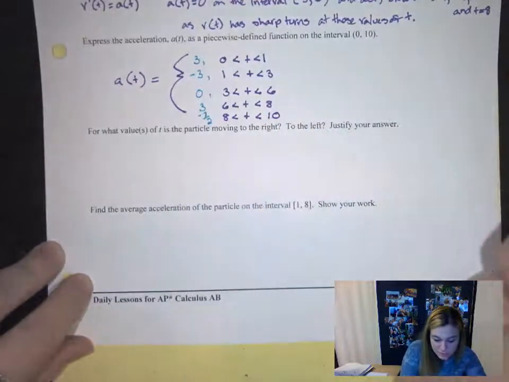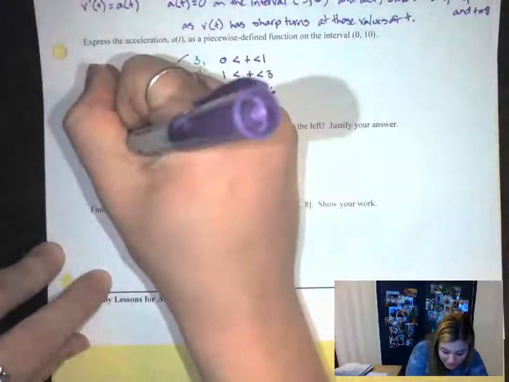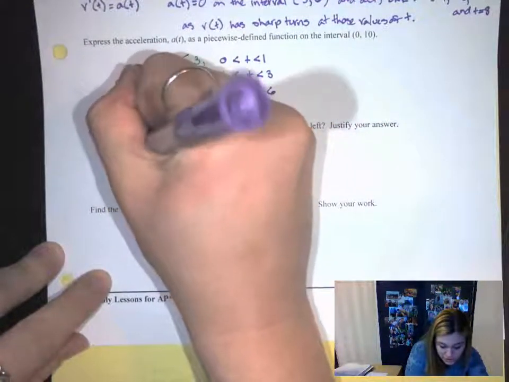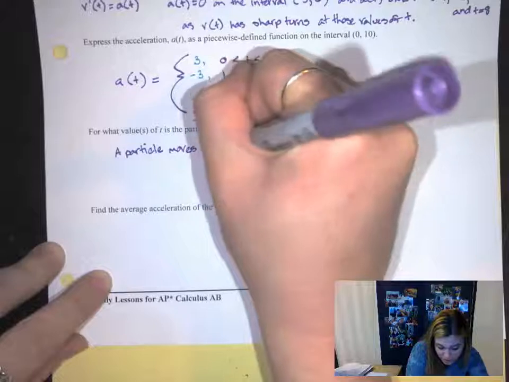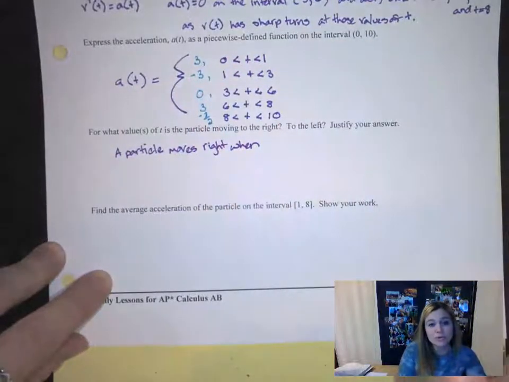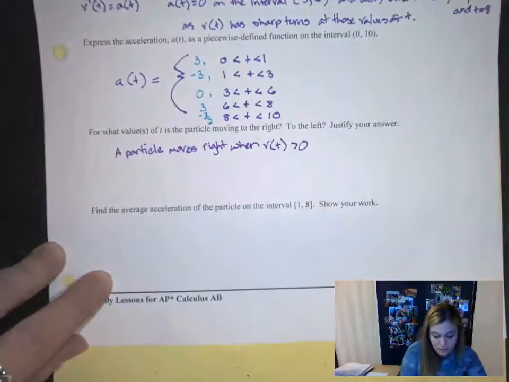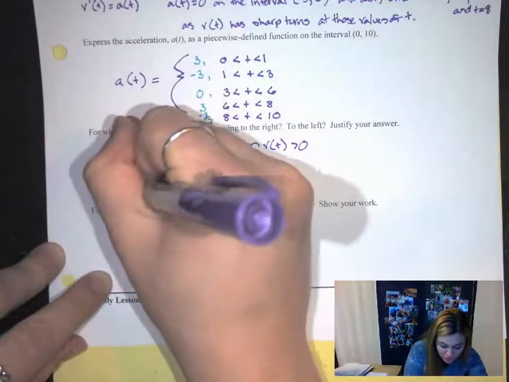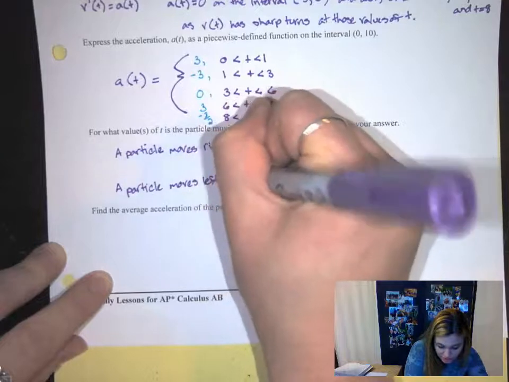So a particle is moving to the right, and I'm not even looking at the graph yet. I'm just going to say a particle moves to the right, and I'm justifying before I even start. Particle moves right when, and I know a particle is moving to the right when velocity is greater than 0. And down here I'm going to say a particle moves left, so I'm justifying this one when velocity is less than 0.